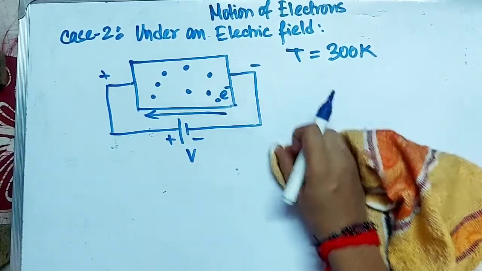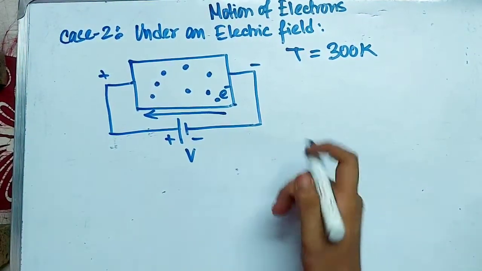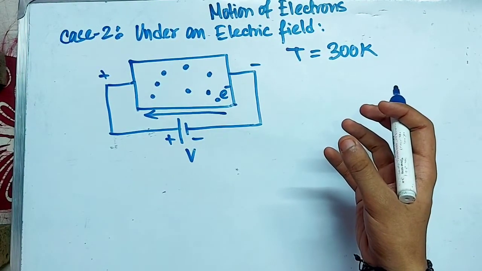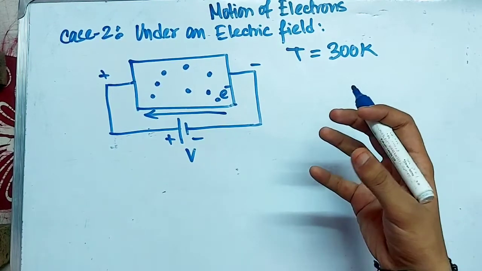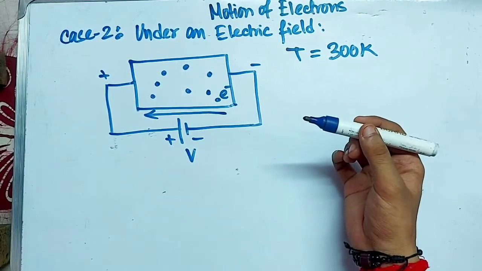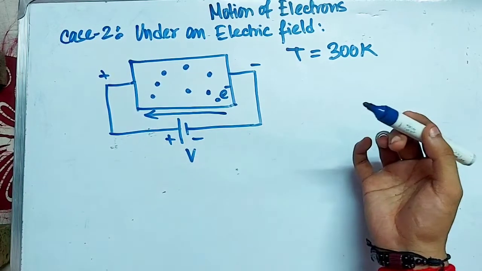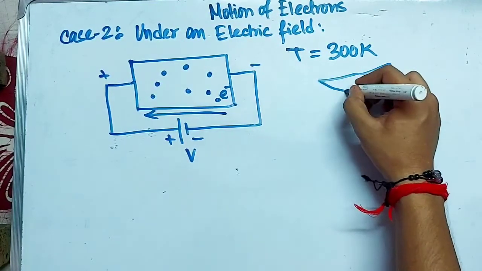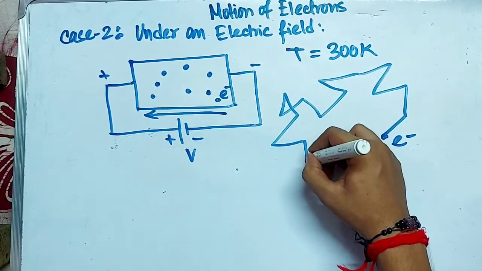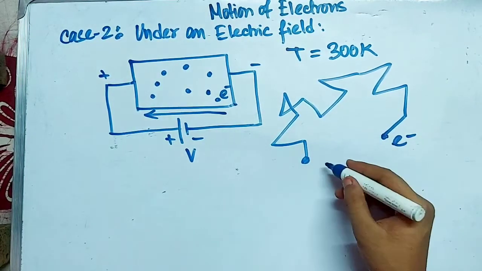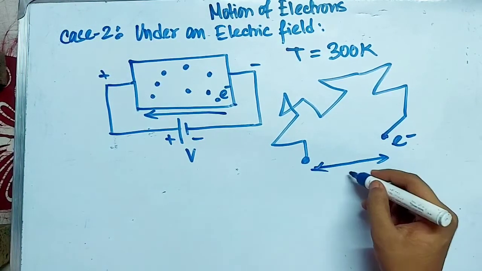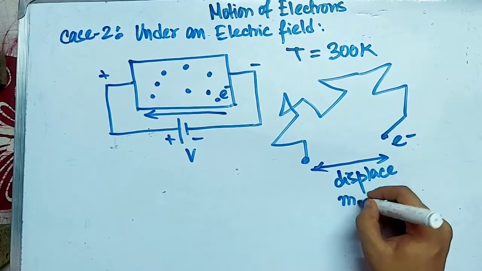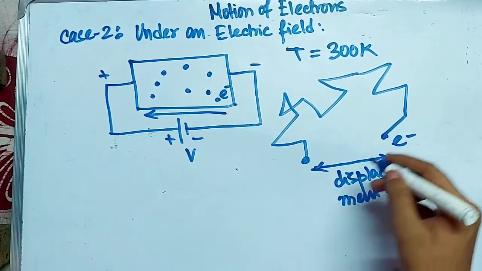Electrons are following the Brownian motion, but they will get a pull. They will be forcefully pulled towards the positive terminal of the voltage source. That means if the electron is here, it will follow a Brownian motion and it will come to this place. So there will be some amount of displacement, which is not equal to 0 now.